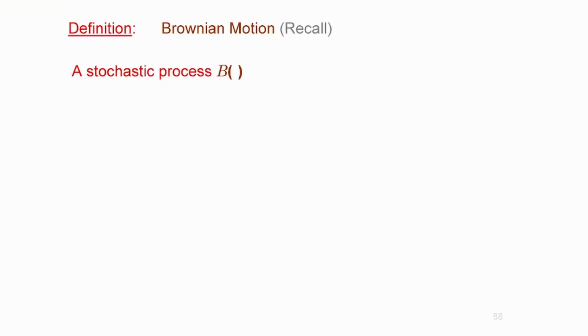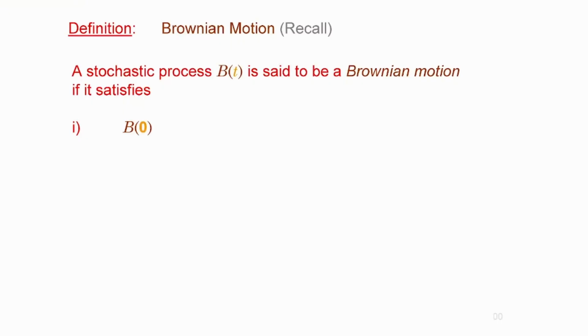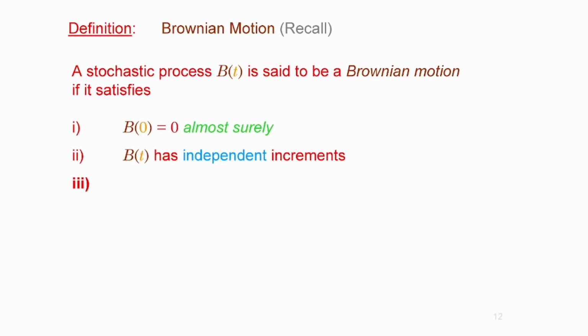So that was more or less an abstract process in that regard, because we were talking about the limit, basically in the distribution, but it doesn't matter. So a stochastic process is said to be a Brownian motion if it satisfies the following things. Number one, the starting value is going to be 0, at least almost surely, so with probability 1, which is not difficult to satisfy. Number two, the process at time point t has independent increments. So the increments are independent.